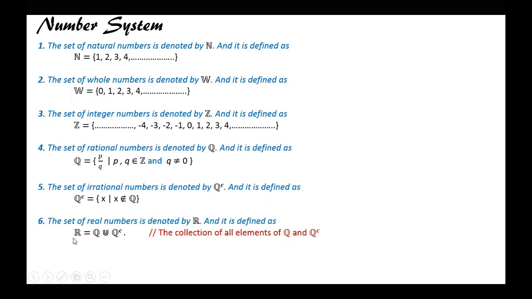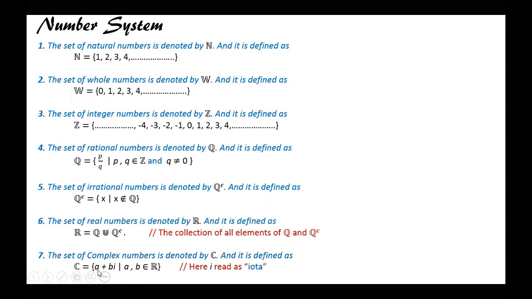This set of real numbers is represented by capital R, and it contains all the elements of Q and Q complement, the irrational numbers. And lastly, the bigger one in class 11 you will get is a complex number. This complex number can be represented as a plus iota b, such that a, b belongs to R. This a, b belongs to R means it can take any value from R. And this i we read as iota. A plus b iota.